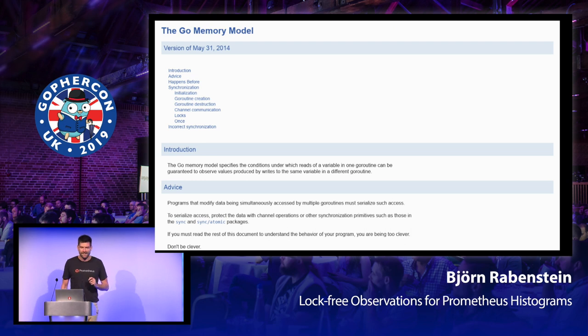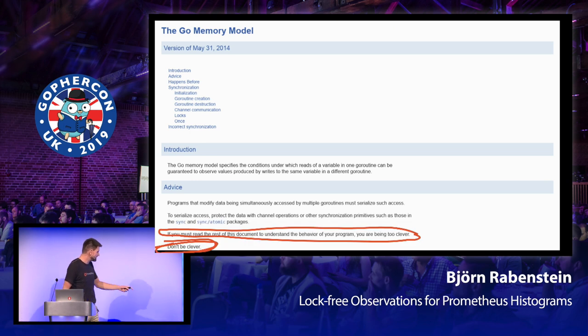So I thought I should find a solution, and at some point I studied this excellent document, the Go memory model. Yesterday we had a talk about how excellent the specs are. I really wanted to understand how things happen in order, and the Go memory model essentially tells you a compiler can reorder anything it wants, unless perhaps you sync something, and it's already written here that you can do sync atomic or something. But it's also written, if you must read the rest of this document to understand the behavior of your program, you are being too clever.